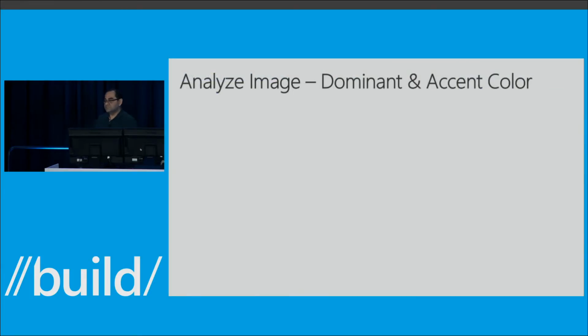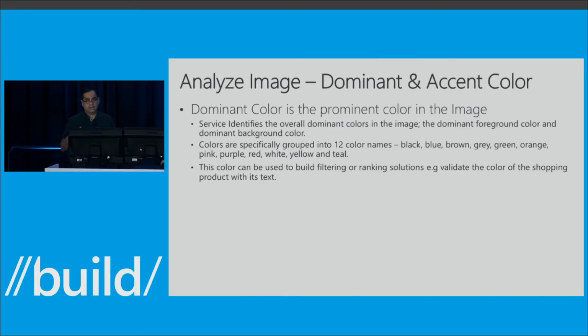So there are 2 kinds of colors we are exposing in this service: dominant and accent color. Dominant is very straightforward to understand. What we do is we look at which is the most dominant color, and we quantize it into one of the 12 top dominant colors. And this is also very useful especially in shopping scenarios.